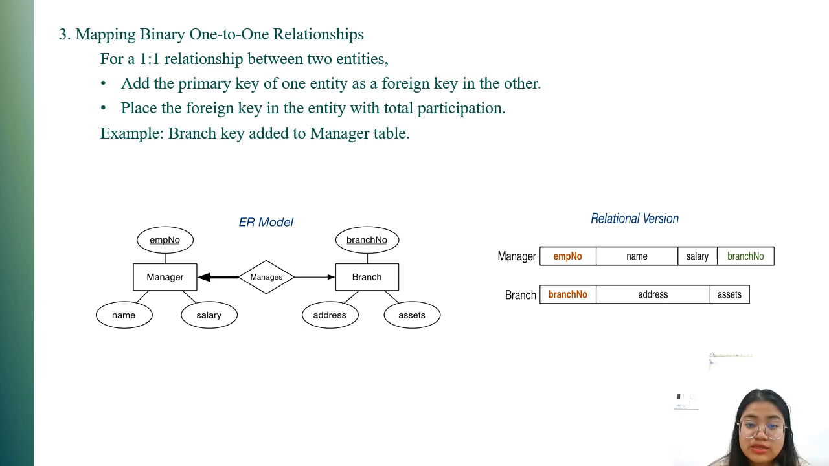In this type of one-to-one relationship, we can add the primary key from one table. So the manager table's primary key is employee number, and the branch table's primary key is branch number. So this branch number, which is the primary key of the branch table, we can either add it to the manager table as a foreign key, or the employee number from the manager table we can add to the branch table as a foreign key. This is how we are going to map one-to-one relationship.